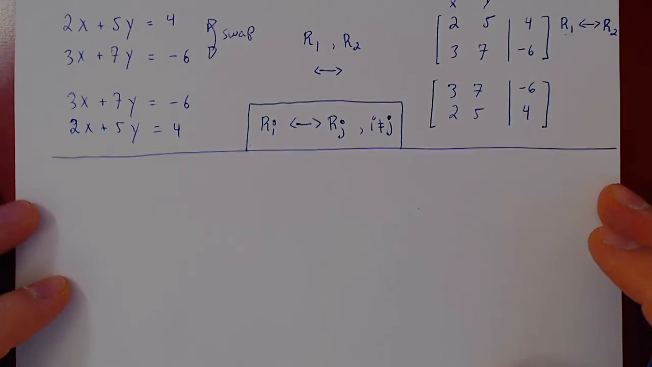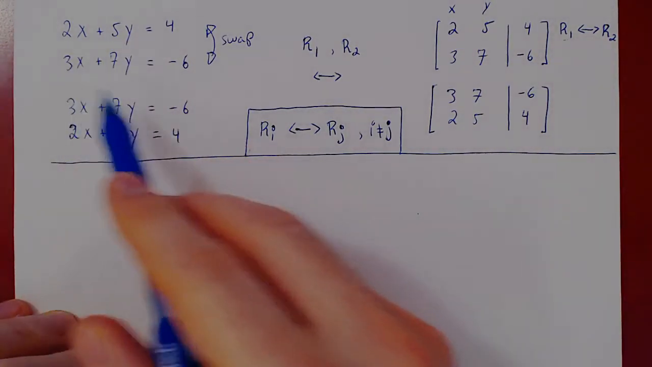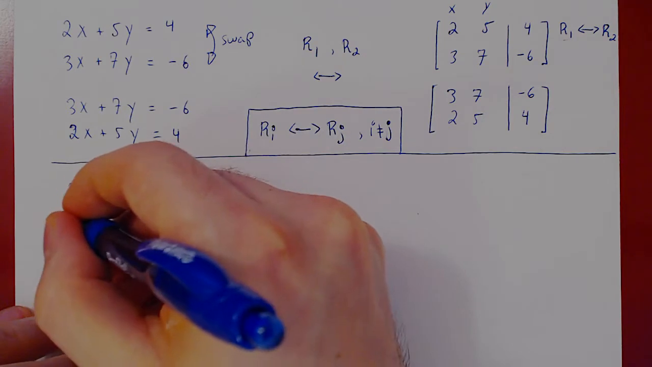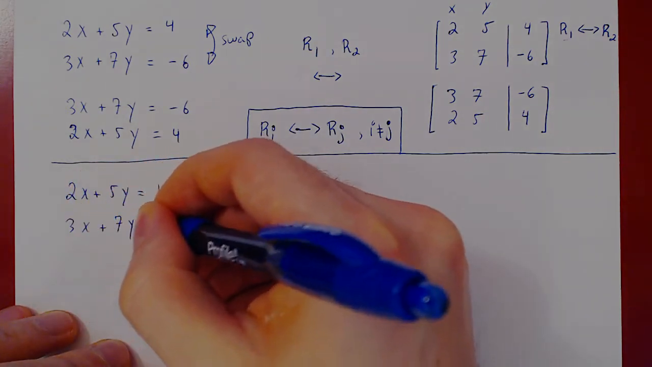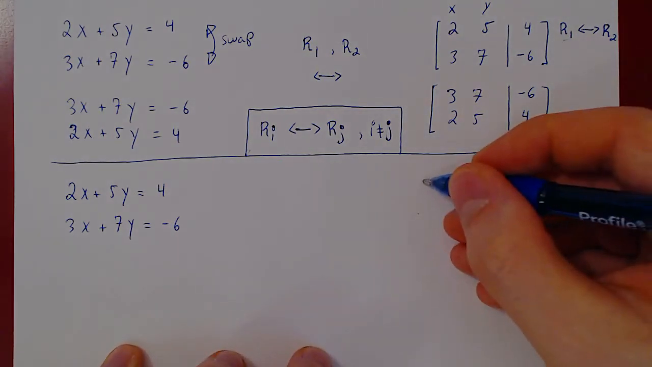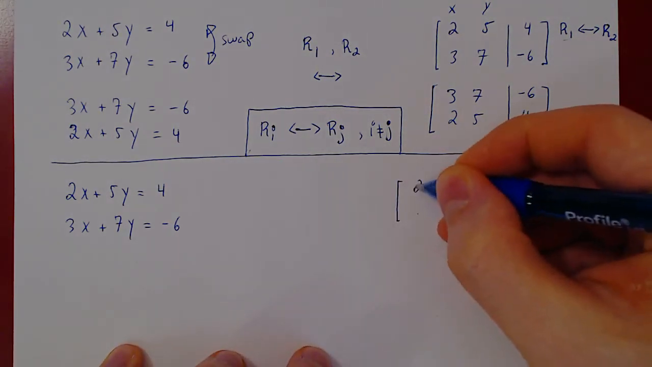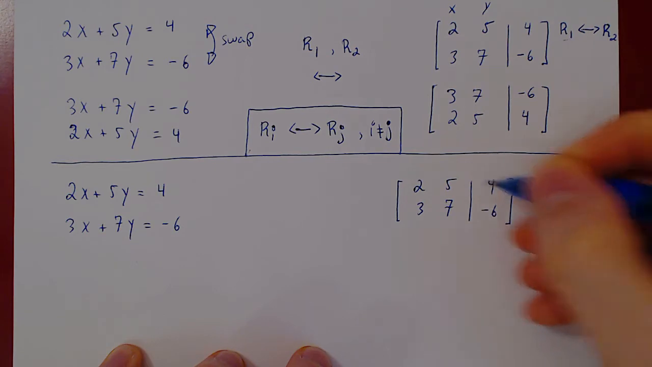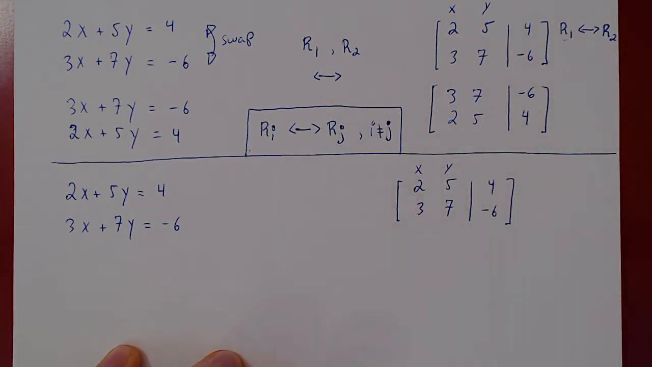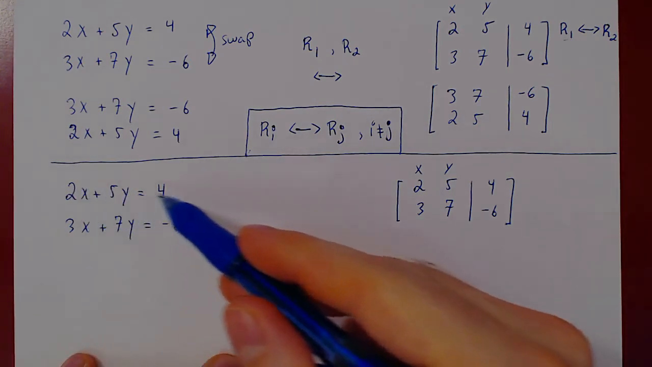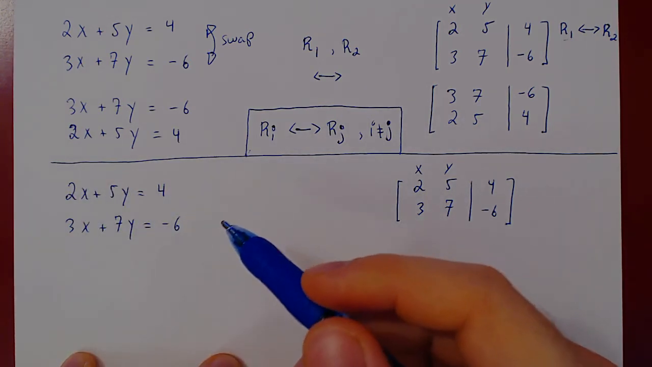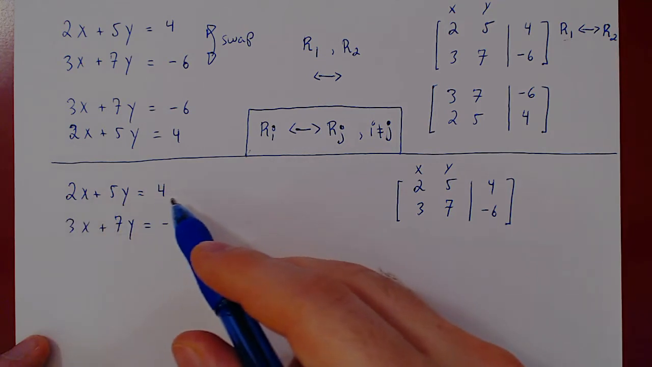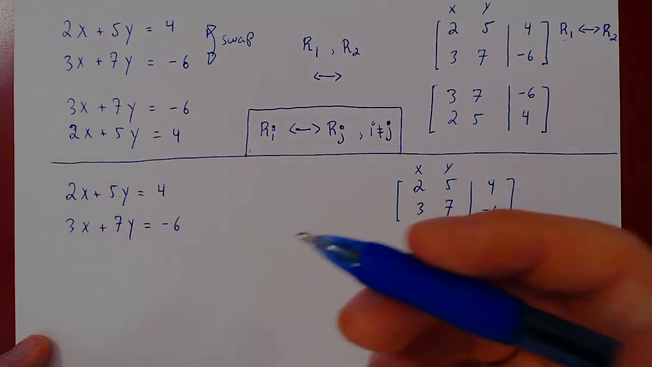Let's look now at our second type of row operations. Let us rewrite the linear system. 2x plus 5y equals 4. 3x plus 7y equals negative 6. And we have, as before, the augmented matrix. Well, clearly, if we multiply a row throughout by a non-zero constant, then the equation is equivalent, right? Suppose that I would multiply this row by, let's go with 8.